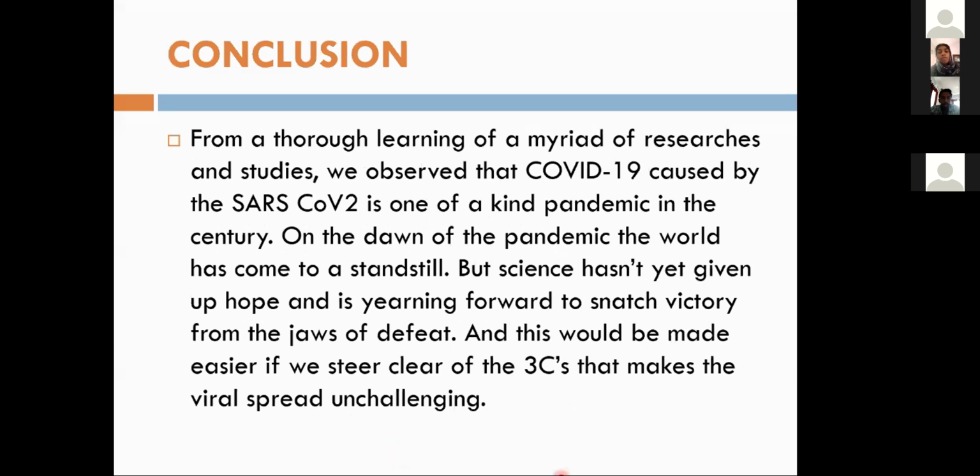Conclusion. From a thorough learning of a myriad of researches and studies, we observed that COVID-19 caused by the SARS-CoV-2 is one of a kind pandemic in the century. On the dawn of the pandemic, the world has come to a standstill. But science hasn't yet given up hope and is yearning forward to snatch victory from the jaws of defeat. And this would be made easier if we steer clear of the 3 C's that make the viral spread challenging.